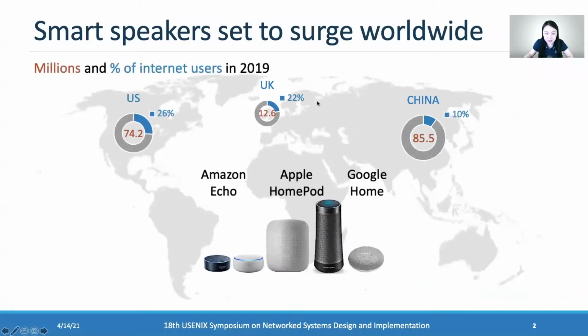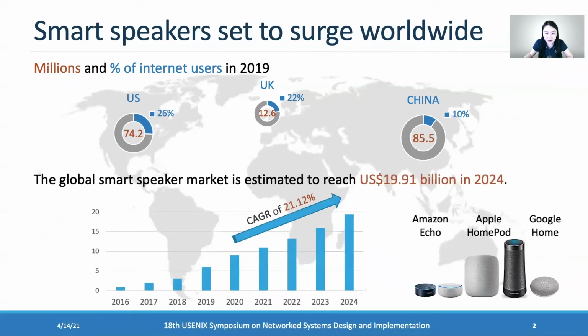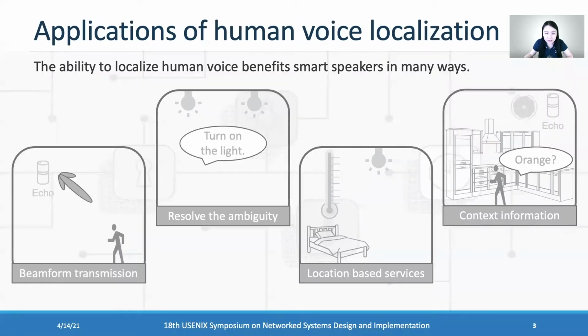Today, smart speakers are popular worldwide. For example, Amazon Echo, Apple HomePod, and Google Home have tens of millions of users in the major economies of the world. And in the future, the global smart speaker market will continue to grow and reach around 20 billion US dollars in 2024. With such a booming market, we can add more smart features to the smart speaker.